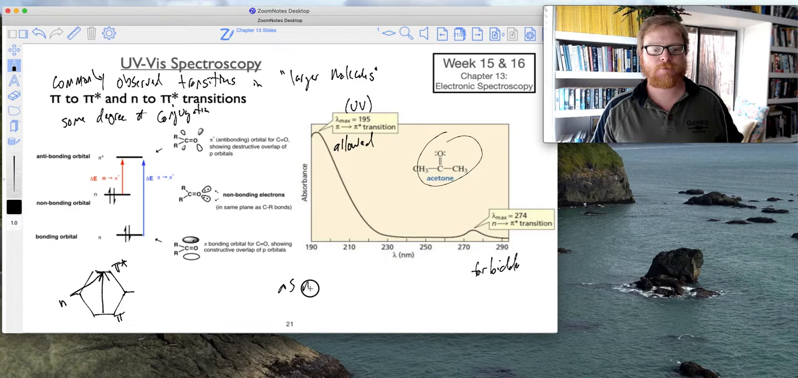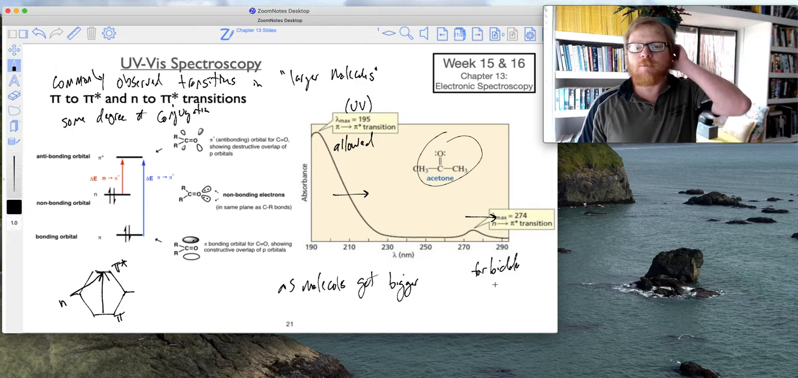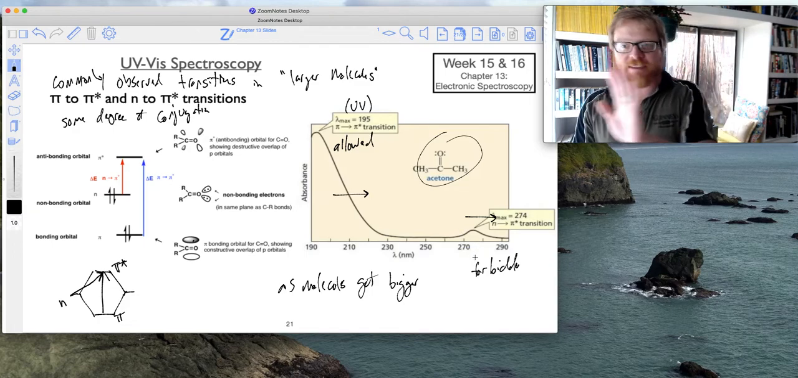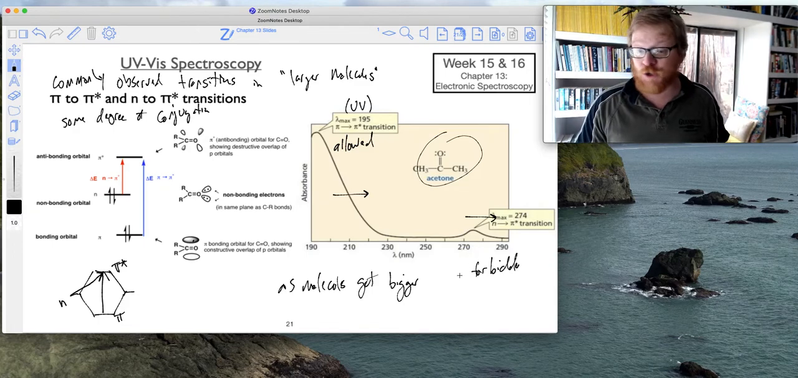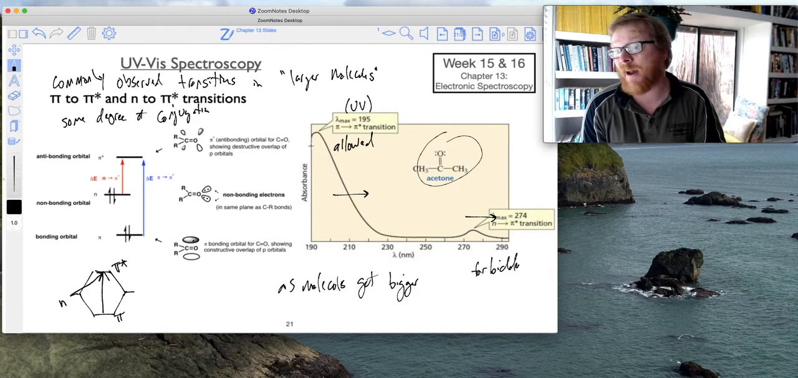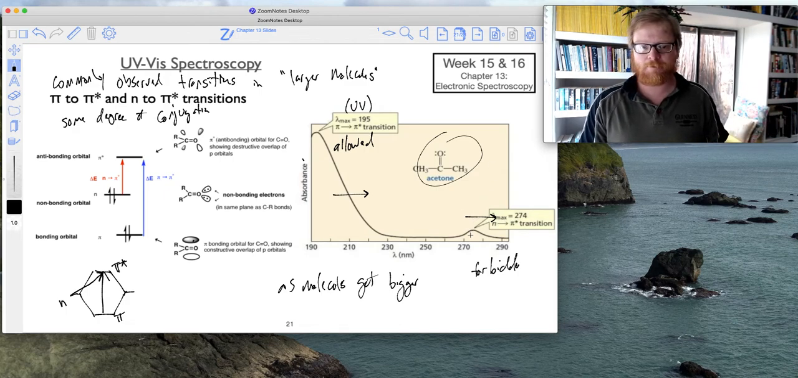So as molecules get bigger, I'm sorry, my handwriting is really failing here at the end of the semester. So as molecules get bigger, these transitions will shift to longer wavelengths, okay? So for example, nitrate, NO3 minus, has a really nice pi to pi star and n to pi star UV-Vis spectra. And it looks almost identical to this acetone spectra, although it's just shifted down by about 100 nanometers because nitrate is just a little bit bigger than acetone, okay?